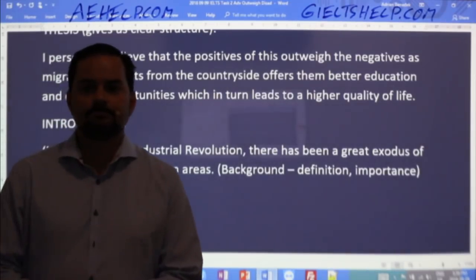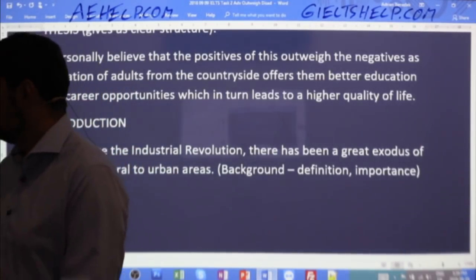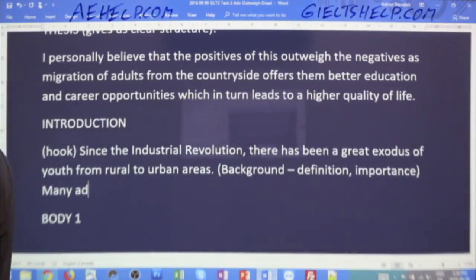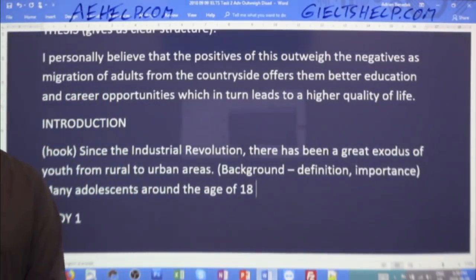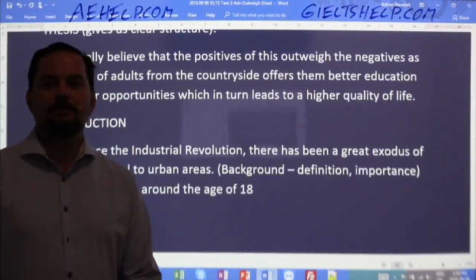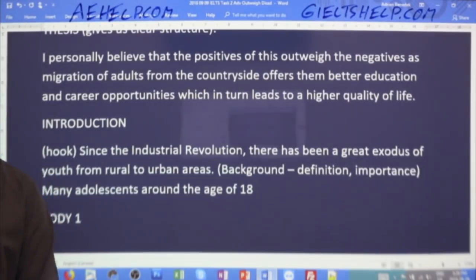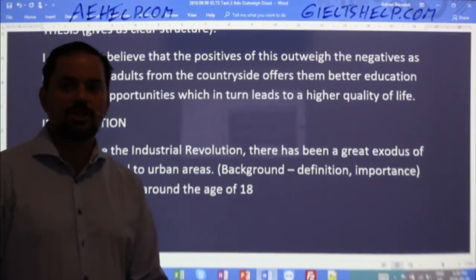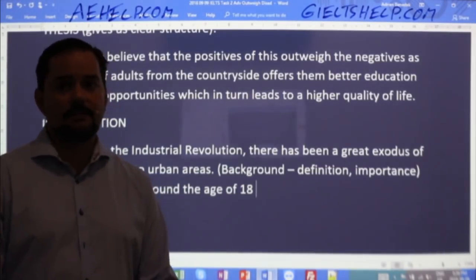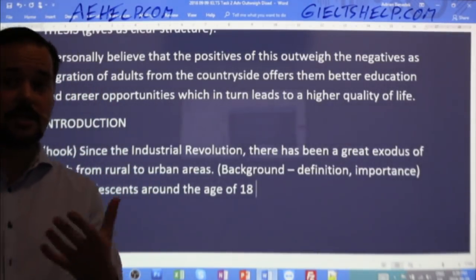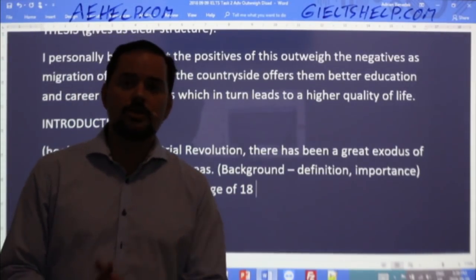So many adolescents around the age of 18. Let's see if anybody else is coming up with that. So Mohammed says, majority of adolescents are completing their intermediate education in their hometown and moving to cities for tertiary education. That's good. So you have some quantitative information in there with tertiary education. Nice vocabulary as well, Mohammed. I'm sure you'd score well.